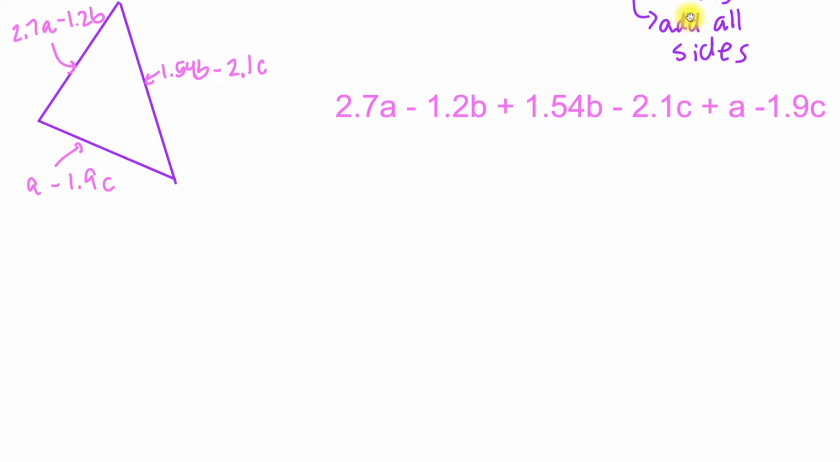All right, so we know we have to add all the sides. Let's take this algebraic expression and break it up. Just before we go into that part, I want to recap what all this means. This whole thing represents our perimeter because we're adding all the sides. One side is 2.7a minus 1.2b. That's this part of the expression. The 1.54b minus 2.1c is this part, and that represents the second side of the triangle. And a minus 1.9c represents the third side of the triangle.